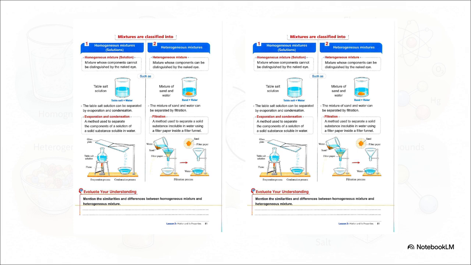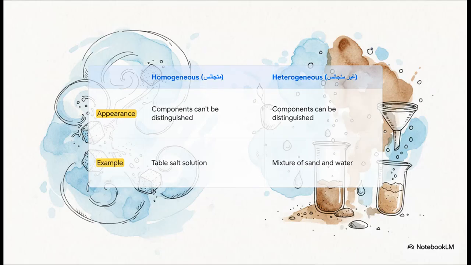This little difference is the key to understanding the two types of mixtures. And here's the main idea. The salt water is what we call a homogeneous mixture, because it looks exactly the same all the way through. The sand and water, on the other hand, is a heterogeneous mixture, because you can easily tell the different parts apart.